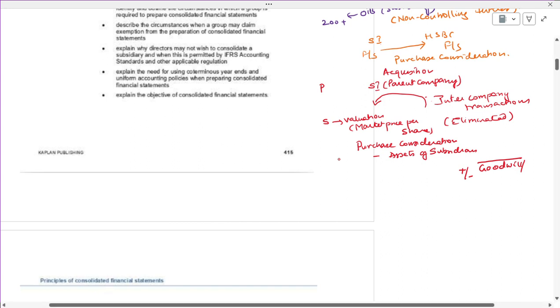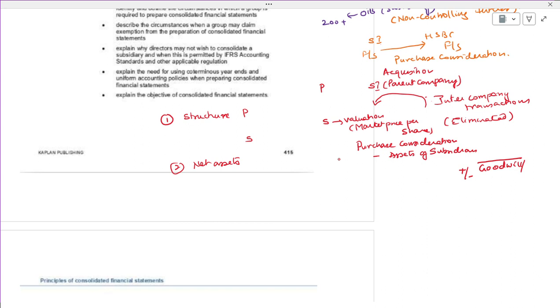What are the steps? Steps are very easy. For every step they will give you marks. The first stage is we have to know the structure. They will say what is the share of parent company, what is the share of subsidiary company. The second thing is the net assets of the subsidiary.